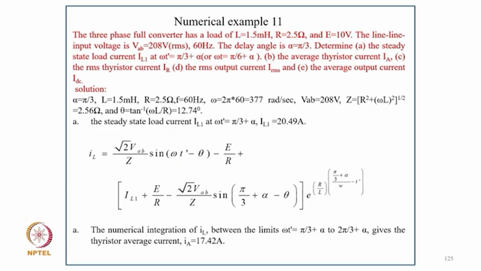Now coming to numerical example 11: the 3-phase AC voltage controller has load L equal to 1.5 and R equal to 1.5 and E equal to 10. Line voltage is 208, 60 Hz, delay angle alpha equal to pi by 2. Determine the steady state current IL1 at omega t equal to pi by 3 plus alpha, and the average thyristor current, RMS thyristor current, RMS current, and the average current.